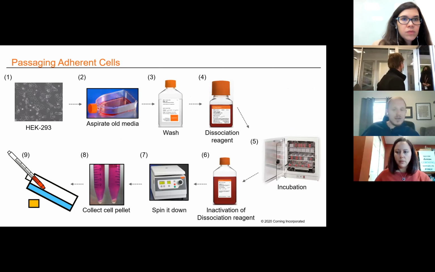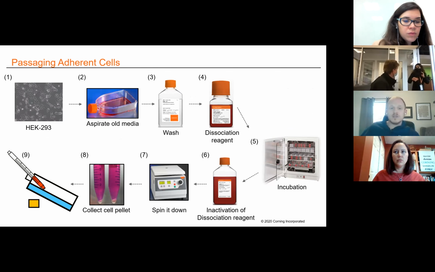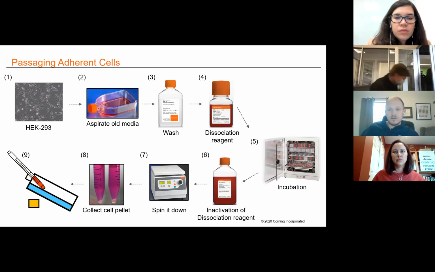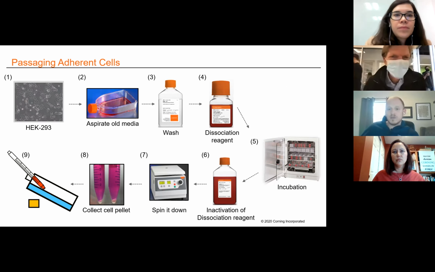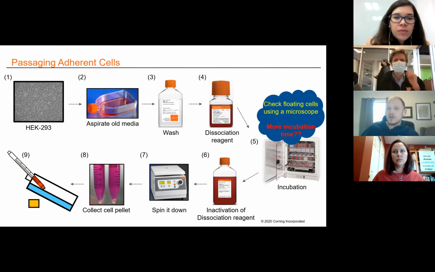To passage your adherent cells, the basic steps are here. You grow them to your desired confluence and aspirate out the old media. Oftentimes there's a buffer wash step. Add in your dissociation reagent, where trypsin is commonly used, incubate the cells for a period of time, observe them under the microscope to confirm that they're rounding up, and then you can inactivate that solution.